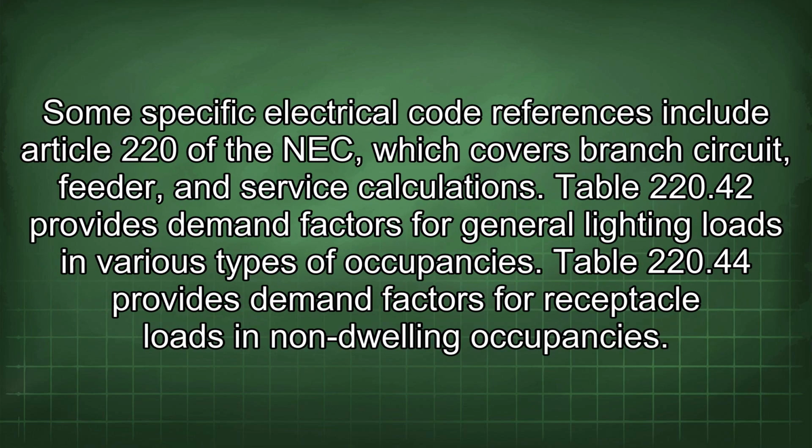Some specific electrical code references include Article 220 of the NEC, which covers branch circuit, feeder, and service calculations. Table 220.42 provides demand factors for general lighting loads and various types of occupancies. Table 220.44 provides demand factors for receptacle loads in non-dwelling occupancies.